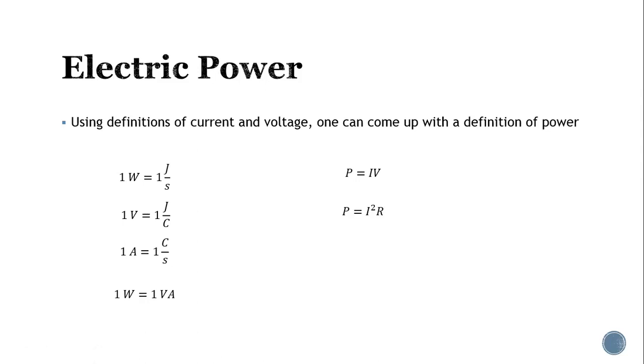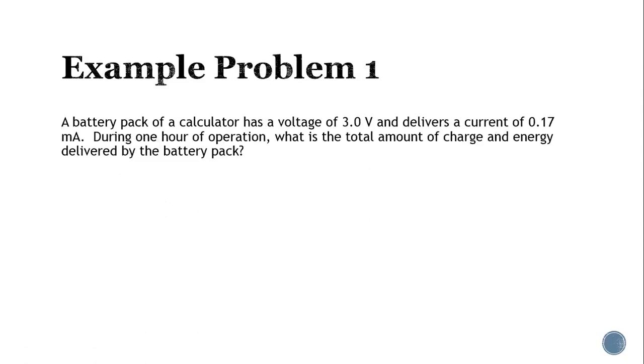If we apply Ohm's law and plug in IR for V, we get that power could also be related to I squared R in a resistor. Or if I plugged V over R in for I, we could get V squared over R, which is also a way to calculate power. So there are three ways we can calculate power depending on if we know current, voltage, or resistance.